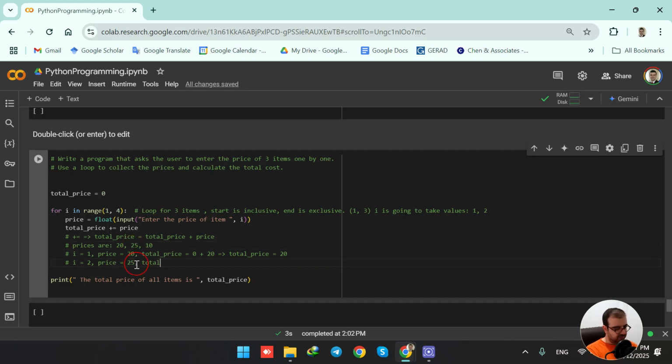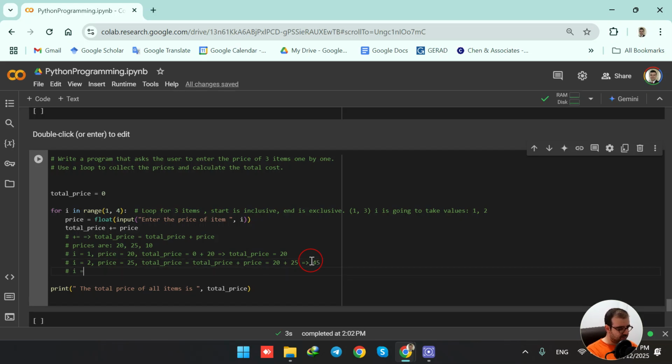I'm making these assumptions because I want to give you a detailed explanation of how the total price is being calculated. So total price equals total price plus price. Here the total price was 20 from the previous iteration, and the newly entered price is 25, so it is equal to 45 now.